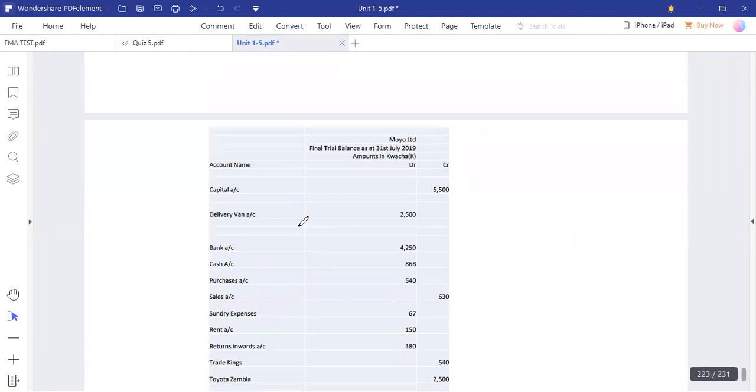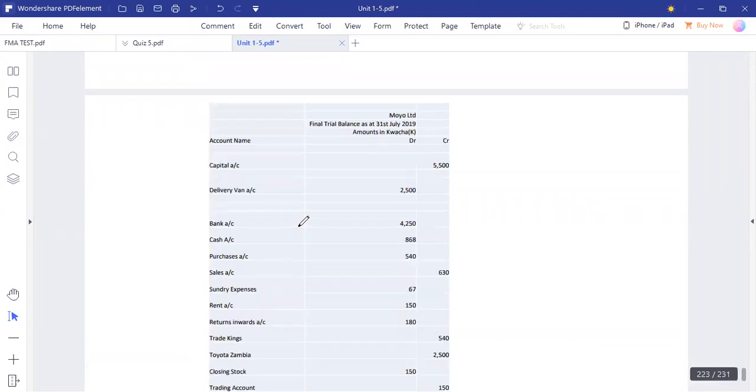So this is a trial balance. It has a capital, which is always credited. Motor vehicle, it has a debit balance because it's an asset. Bank, cash, purchases. So these are assets. Purchases always have a debit balance, and our sales always have a credit balance. Expenses, debit balance. Rentals are all expenses, debit balance.